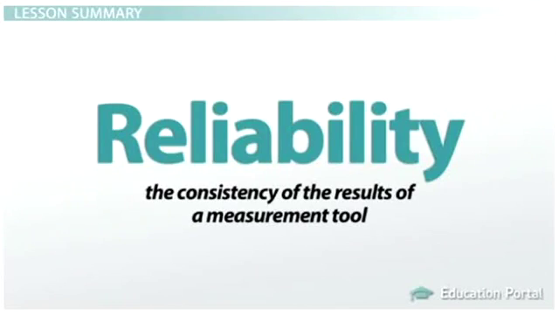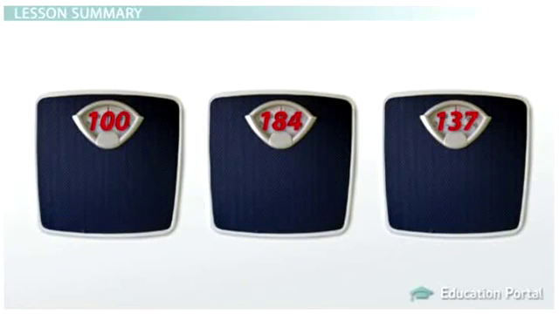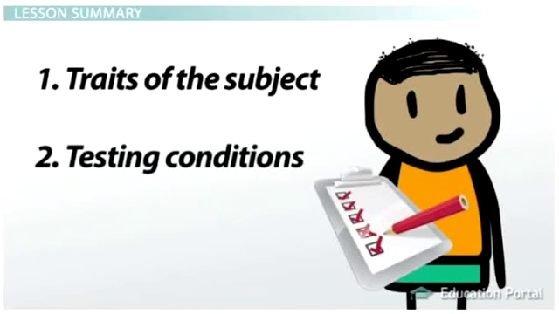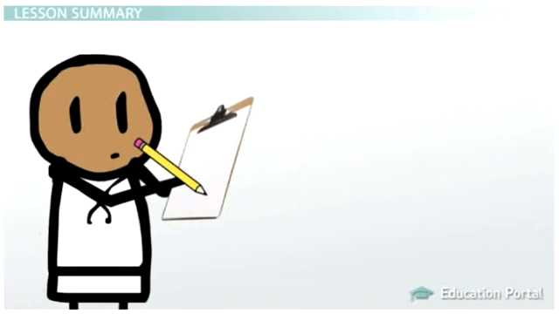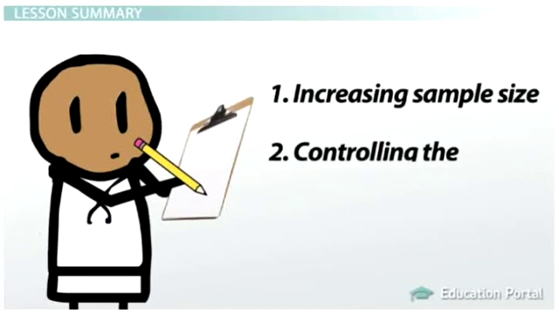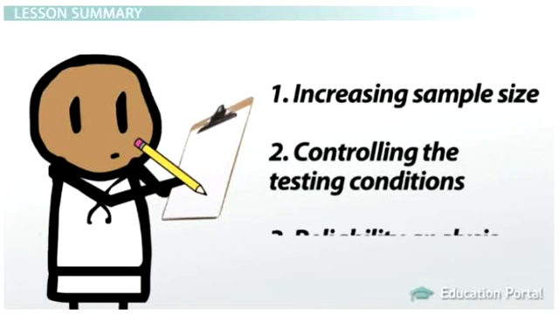Reliability is the consistency of the results of a measurement tool. There are several things that can cause inconsistency in results, including traits of the subject, testing conditions, and chance factors. Luckily, there are also several things that psychologists can do to improve reliability, including increasing the sample size, controlling the testing conditions, and running a reliability analysis on the measurement tool.